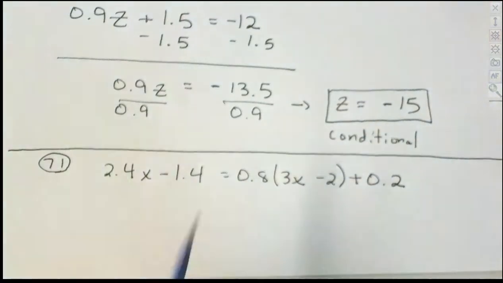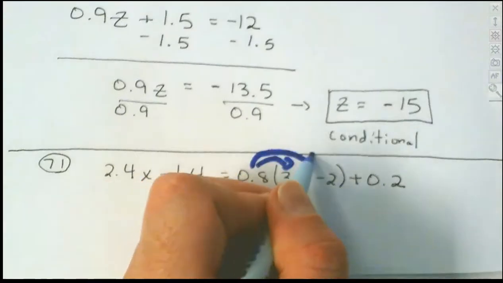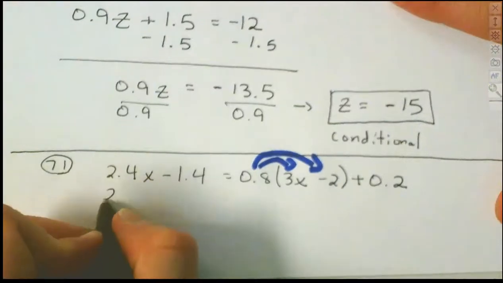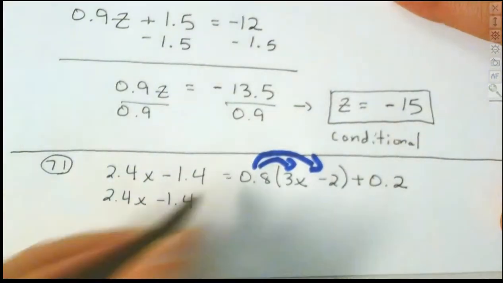Again, use a calculator for these decimals. Do not try to clear them out. Some instructors have you clear them out. I think that's just asking for trouble. We've got calculators, we might as well use them. The left-hand side is already done, so that's 2.4x minus 1.4.